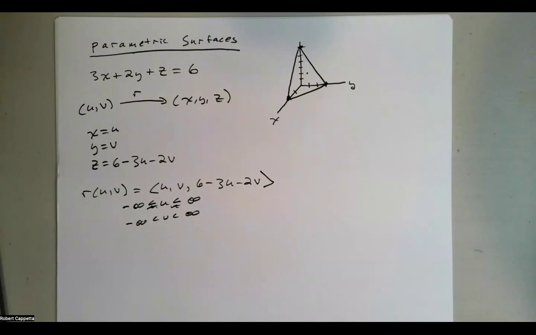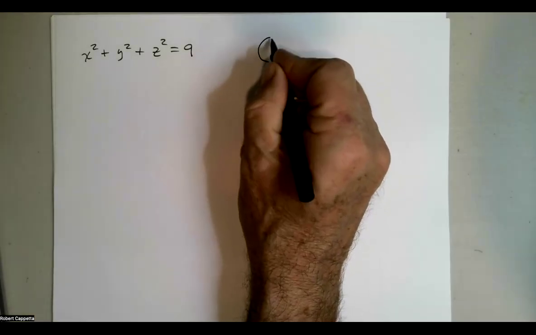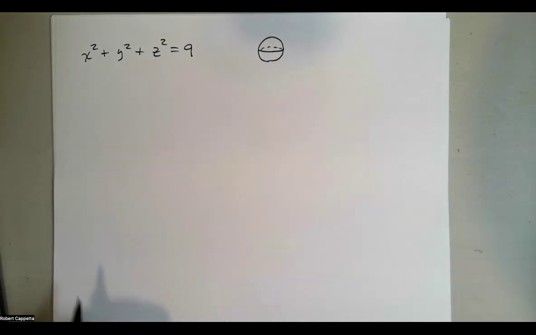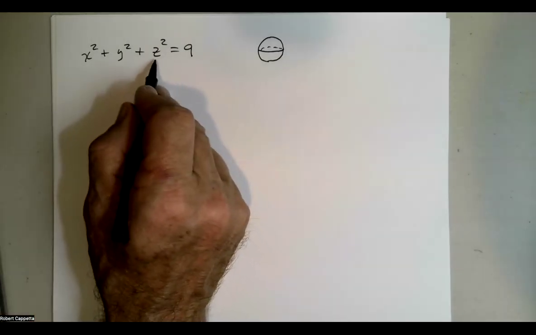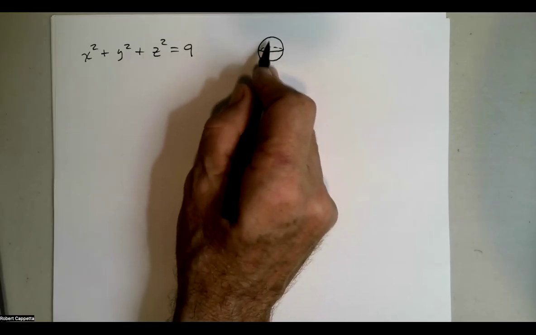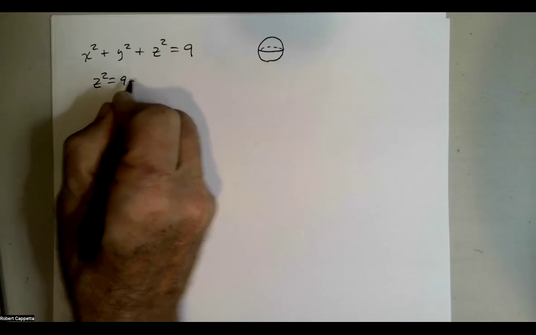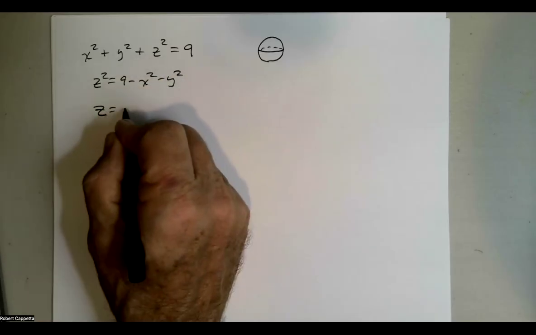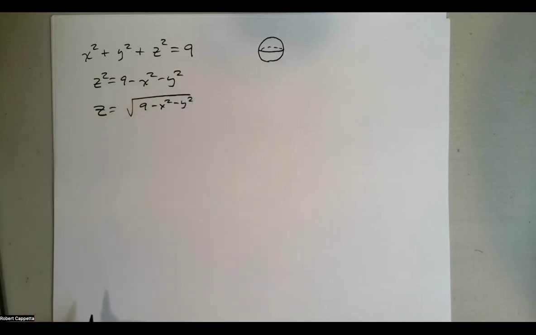Now let's take a look at another sort of surface. So I've got x squared plus y squared plus z squared equals 9, which we recognize is a sphere of radius 3. Now, if you want to try to approach this the same way we did the last problem, you will fail, because if z is a function of x and y, it can't get both the upper half and lower half of the sphere. As we'll see here, z squared is 9 minus x squared minus y squared. I can get the top half. Z is the square root of 9 minus x squared minus y squared.